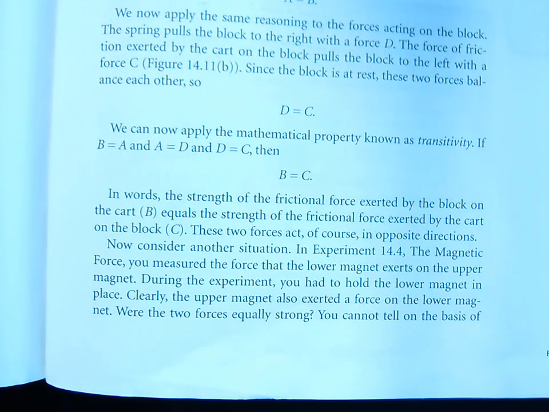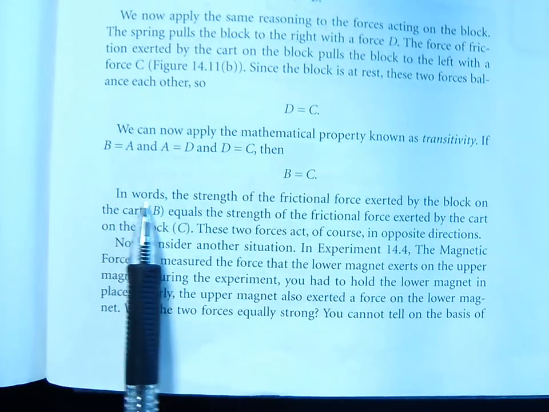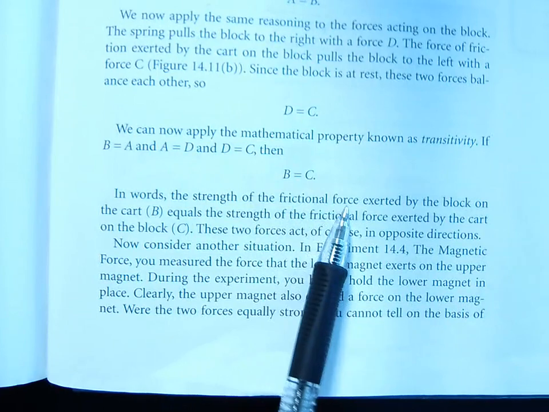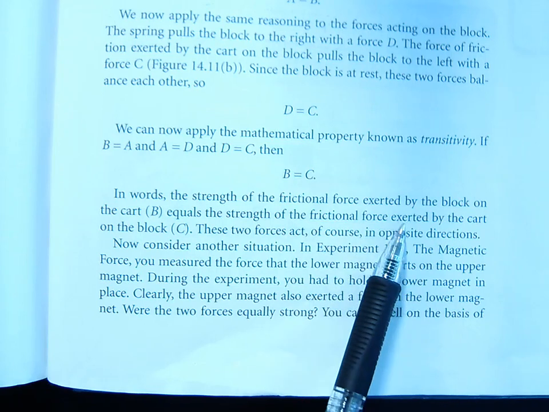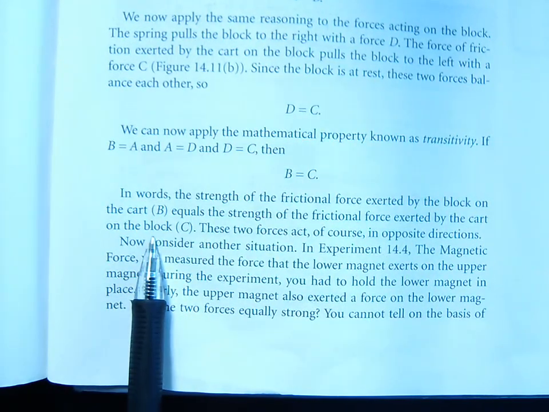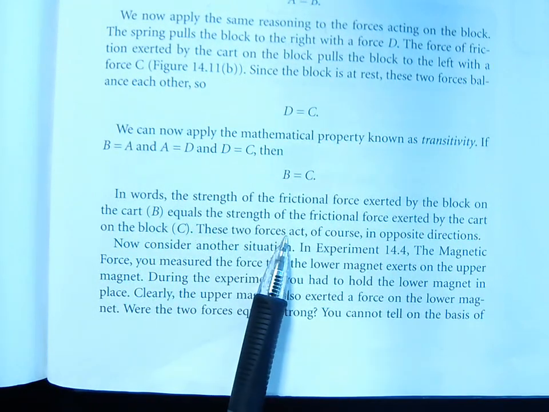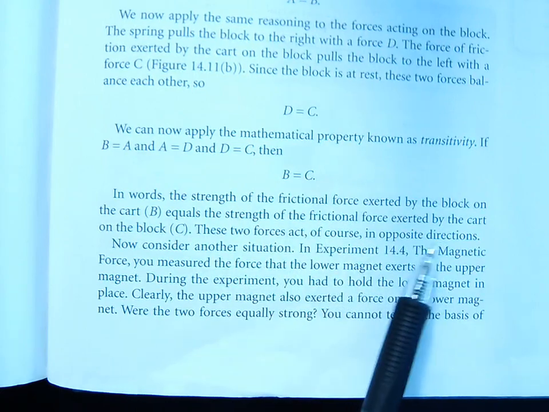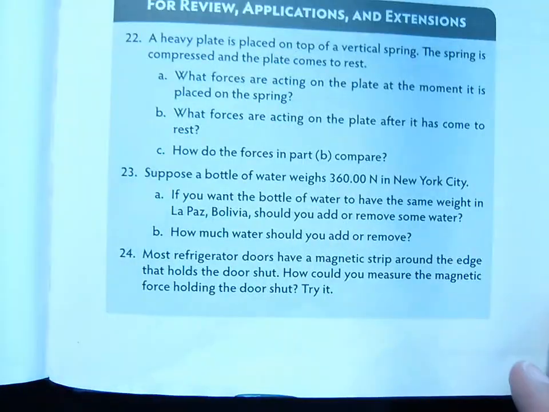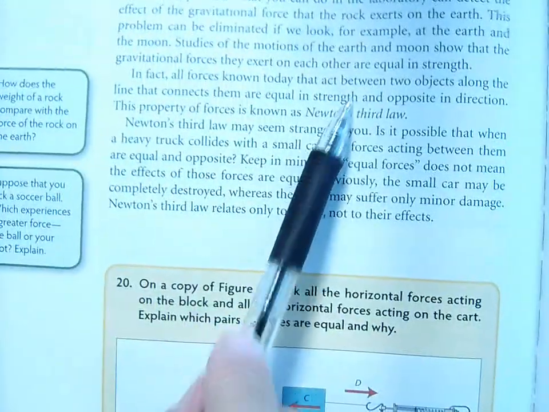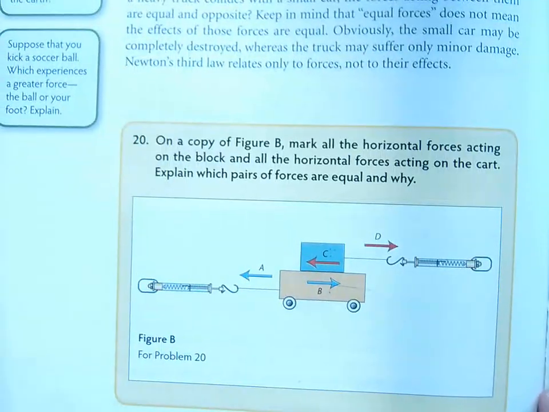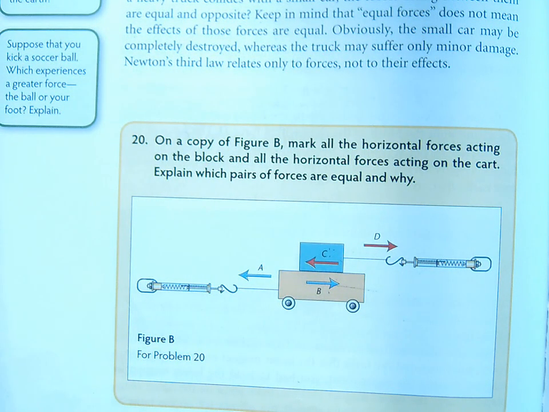Okay, so this is their way, the author's way of proving to you why Newton's third law is actually true. And they sort of give you the data and kind of walk you through it. So it says, in other words, the strength of the frictional force exerted by the block on the cart equals the strength of the frictional force exerted by the cart on the block, right? Block and cart. They each apply the same amount of force to each other, just in opposite directions. These two forces act, of course, in opposite directions. Okay. Don't worry so much about that next paragraph and this next paragraph as well, because it all just builds up to here, Newton's third law.